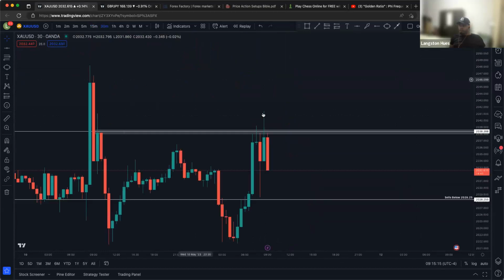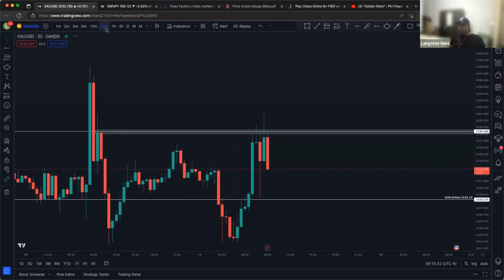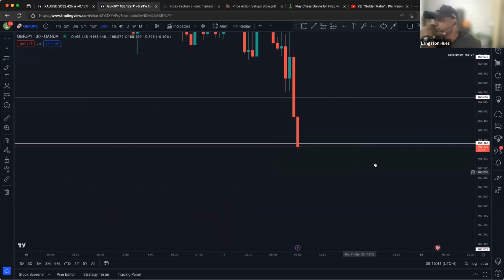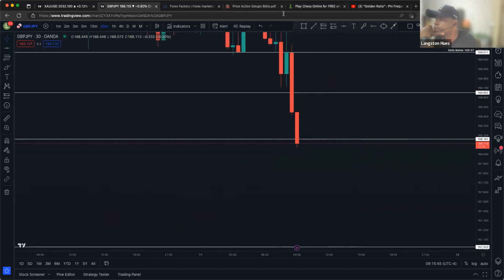And on gold, close below the support here with no bottom wick. Okay, 15 more minutes until we get a closure. Let's see if we have a setup.